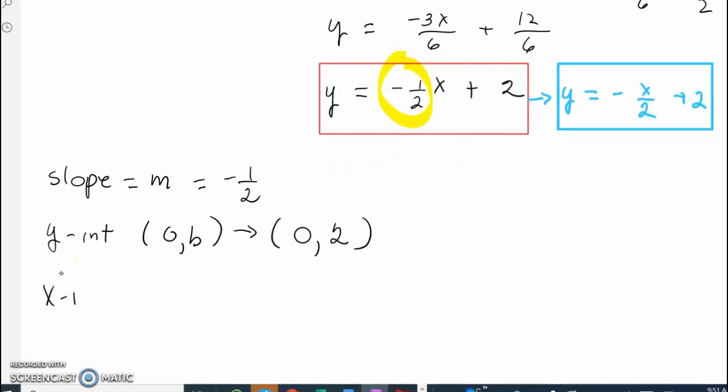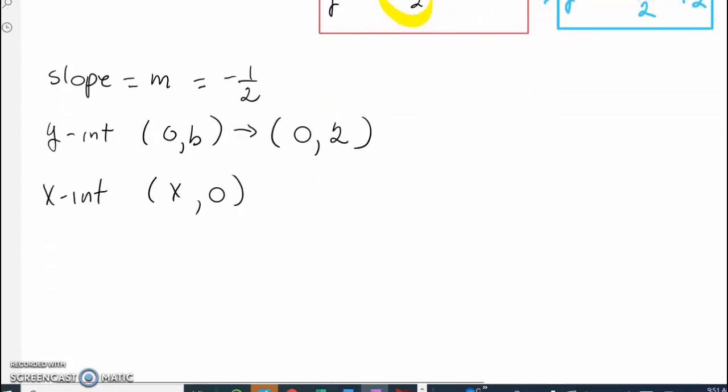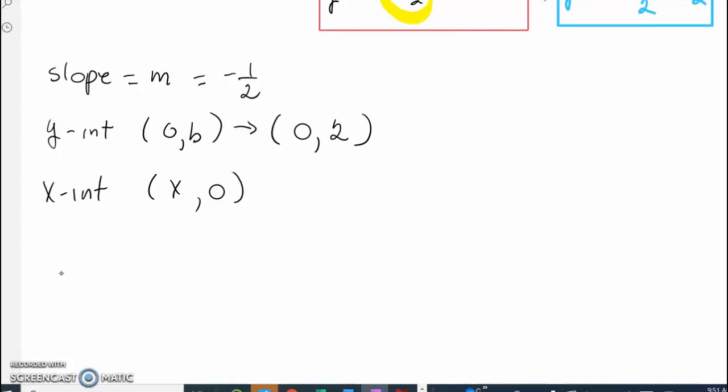Now, to find the x-intercept, there's an easy way and there's a more complicated way. So remember that for the x-intercept, y has to be 0. So what I'm going to do is go back to the original equation, and then I'll also show you how to do it with the new equation in the y equals mx plus b form. So the original was 3x plus 6y equals 12. I'm going to substitute y equal to 0 right here, and then solve for the x value, which will in turn be the x-intercept.